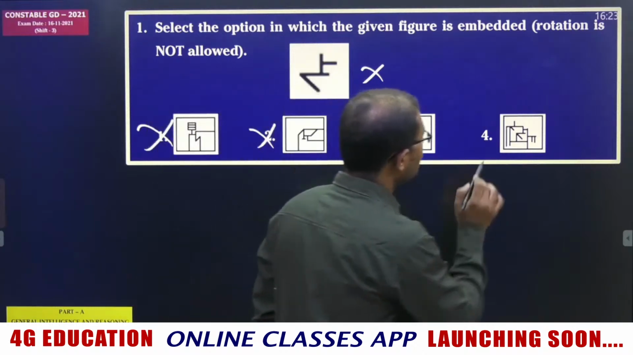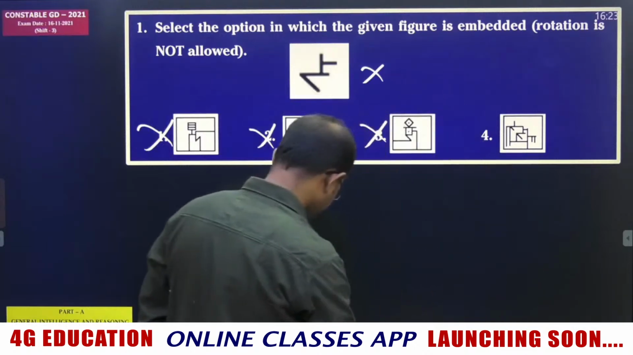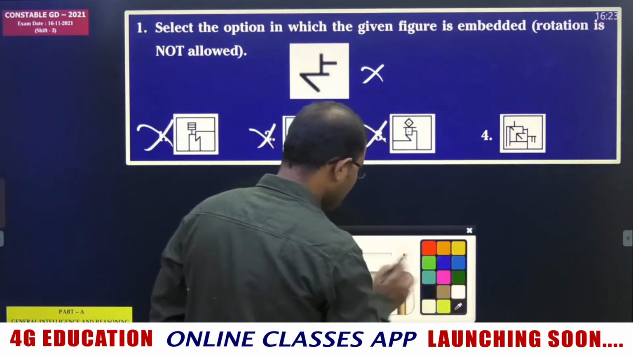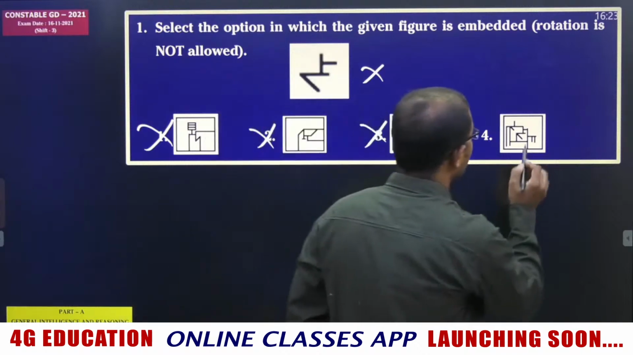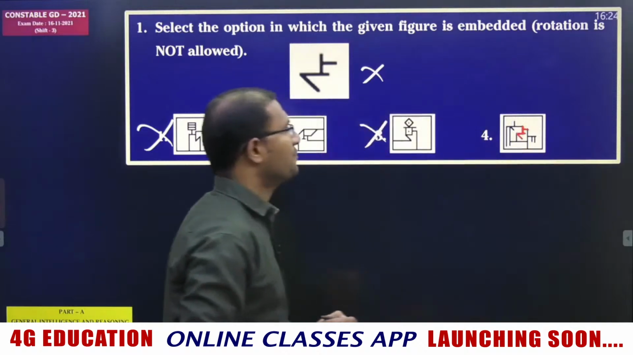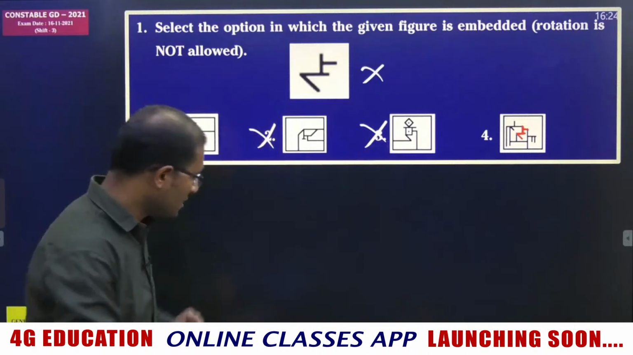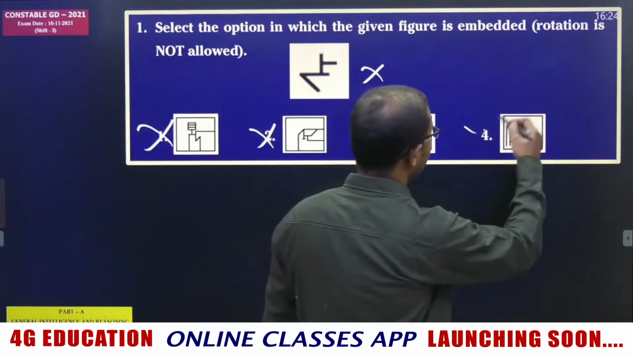Now let us move on to the fourth option. If you observe the fourth option, here we can see clearly the figure X which is given. This is figure X which we are able to see in option number 4. So for the first question, the right choice has to be option number 4.